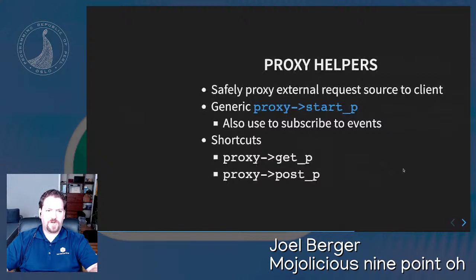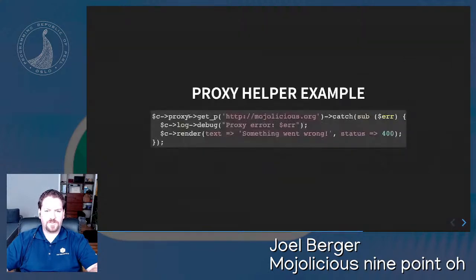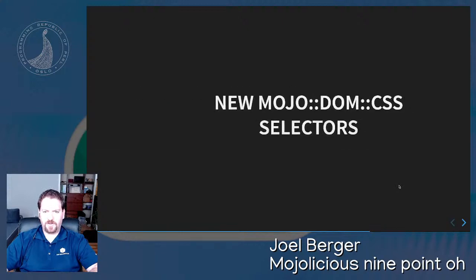If you need to make a request on behalf of your client and then pass the results of that back to the client, you can use this new proxy method. So your controller is getting Mojolicious.org, and assuming everything works, we'll just pass the results of that back to the client that you're serving for. Obviously, you can handle a promise failure by rendering something else. If that sounds interesting to you, go look that up.